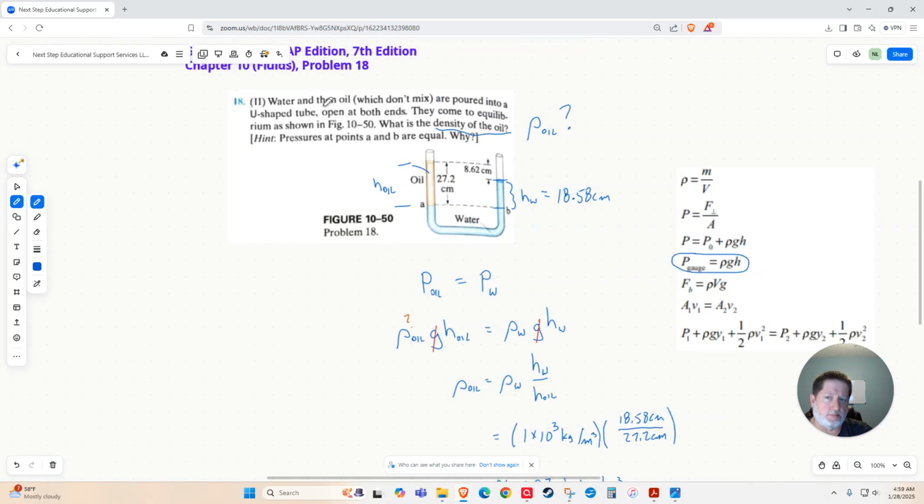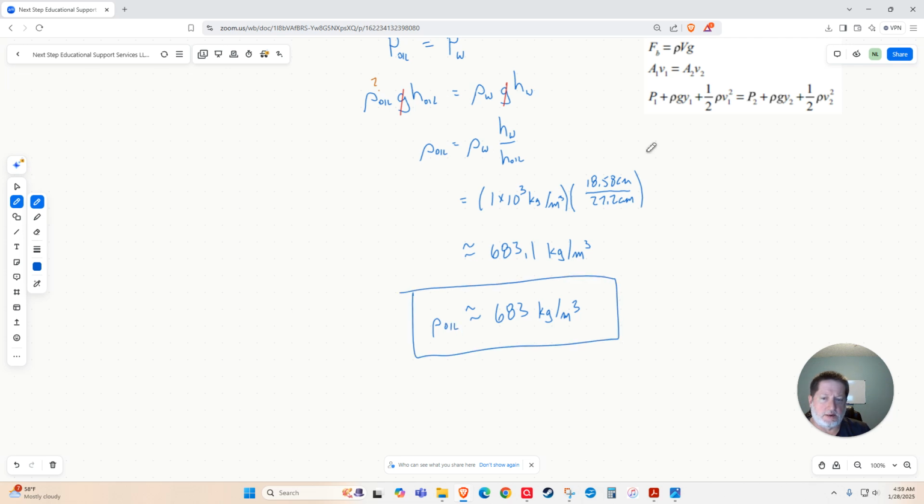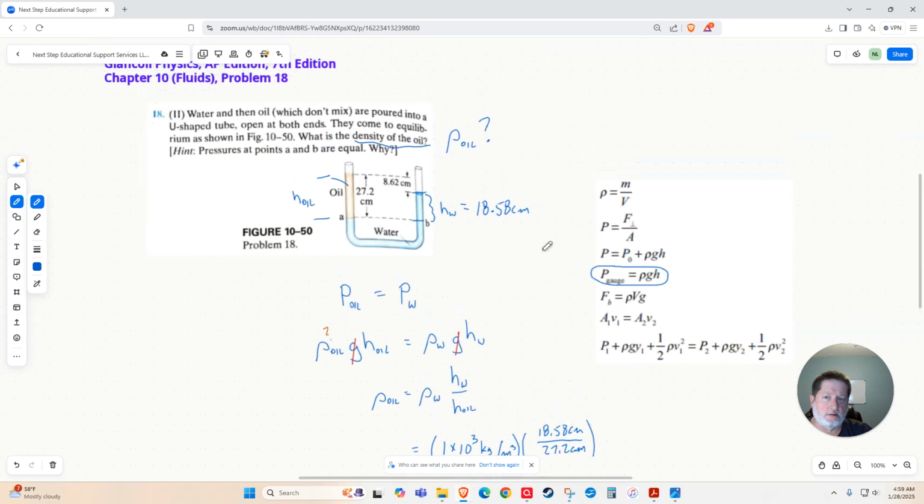Just to wrap this up, our significant figures, we're dealing with three, looks like, here on everything. We're going to round this to 683 kilograms per cubic meter to be the density of the oil in the tube. That takes care of this problem. On to the next.